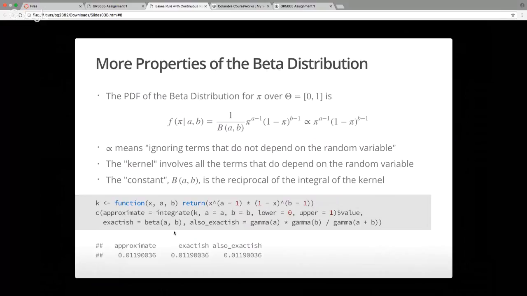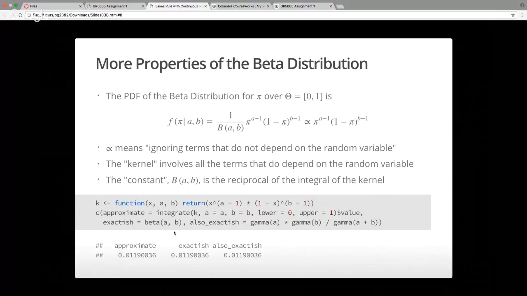And that's known as the kernel of a distribution. The so-called normalizing constant, here represented by large beta, is the reciprocal of the integral of the kernel. So if we take the kernel function, define that in R, just x raised to the power a minus 1, 1 minus x raised to the power b minus 1, we integrate that from 0 to 1, take the value, it comes out to be 0.0119 in this situation, which isn't super important.